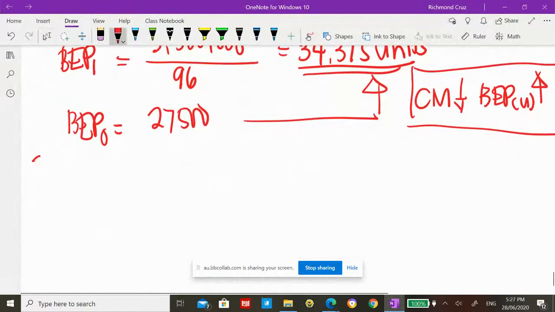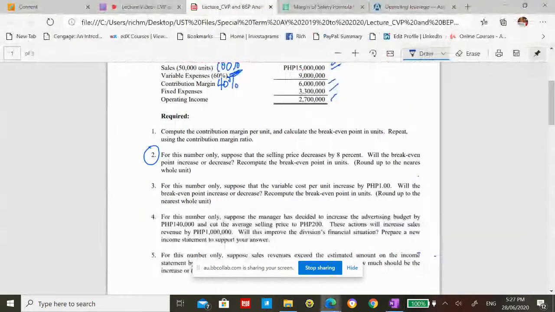So, let's solve number 3 naman. So, what if analysis pa rin tayo? So, meaning if there will be changes in the variables, for example, the variable cost per unit, the price, what will happen to the profit of the firm or to the number of units? So, for number 3 naman, for this number only, suppose that variable cost per unit increased by 1 peso. So, take note, according to the problem, that is only applicable for number 3. So meaning, hindi siya related dun sa number 2.